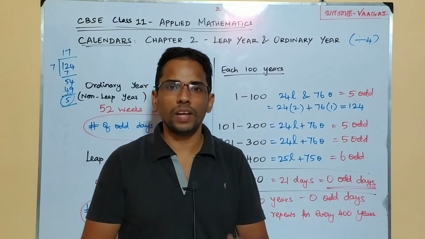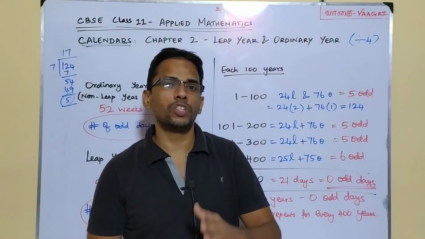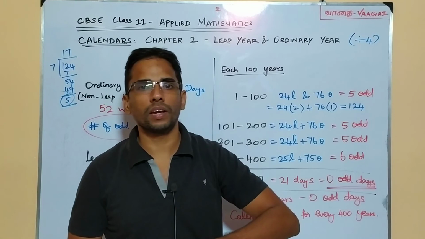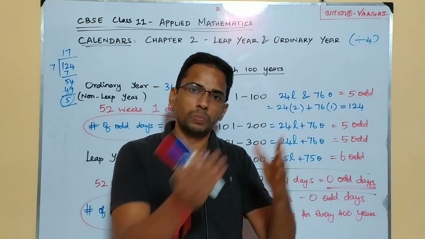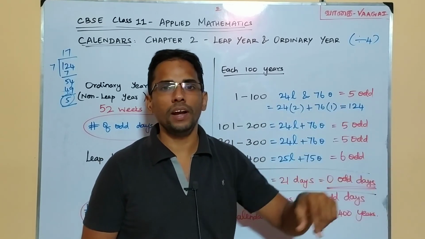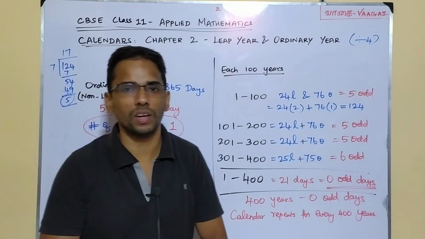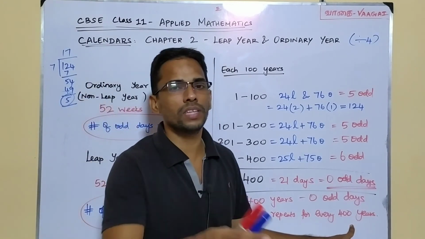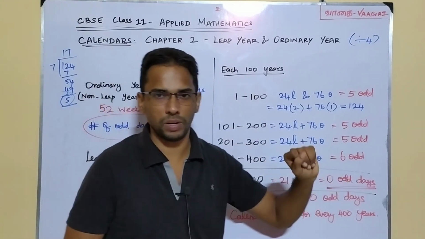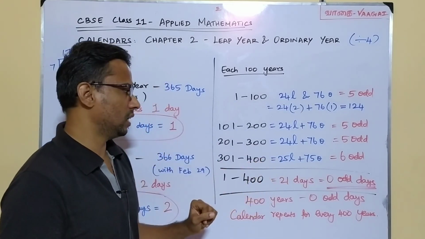Or again, what day you are now, if you travel to the past, 400 years before, that day you would again land on the same day as what you are sitting in here, okay? That's what they would say. The calendar would repeat for every 400 years, and the reason is this theoretical explanation, okay? Fine, I hope you are able to understand this.